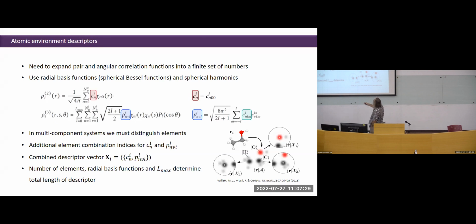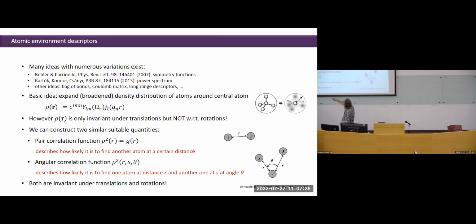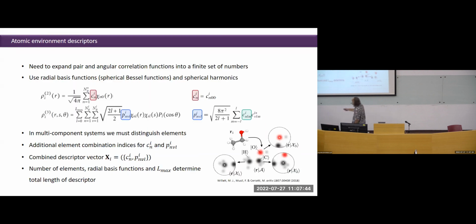Yeah, so then of course there are some choices to make, because I said we do an expansion in a certain set of Bessel functions and a certain number of spherical harmonics. So there are some choices to be made there. Mostly we take something like 8 Bessel functions or so, and go up to an L quantum number of 4 in the angular expansion.